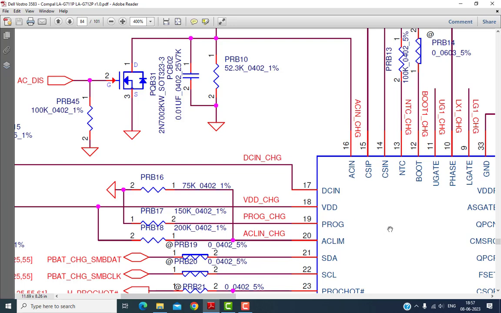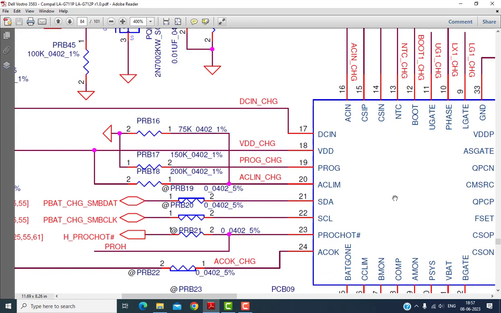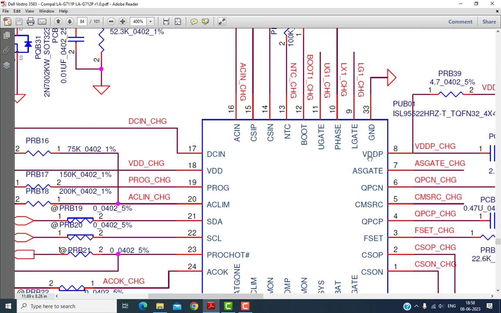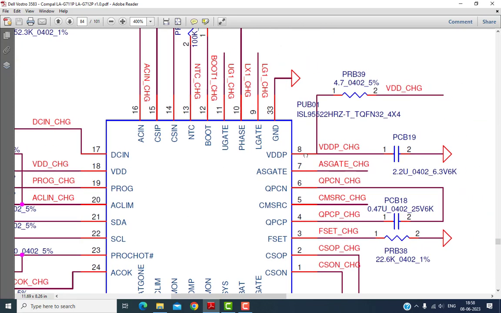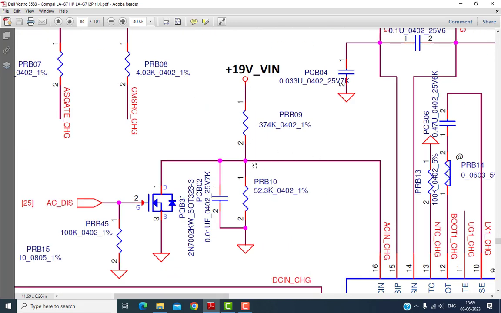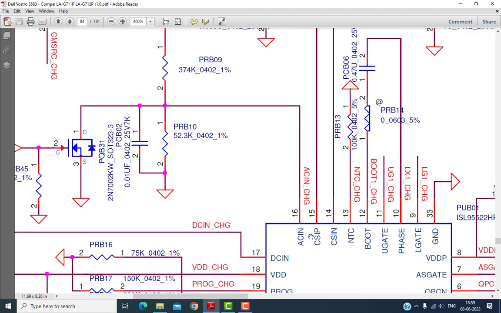Another important signal is required by the chip, called the AC in or the AC detect. We'll see where the AC in or AC detect is. Before that, what you have to check is when the 19 volt enters pin 17, the DC in pin, this chip will generate 5 volt at pin number 8. The linear voltage will come out at pin number 8. The next thing is the divider circuit. This pin is called the AC in pin, pin number 16.